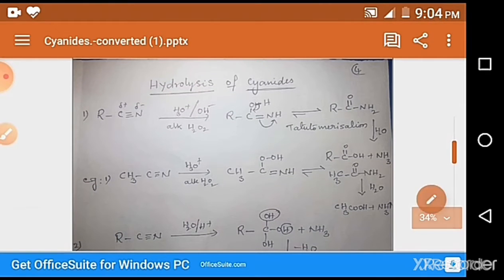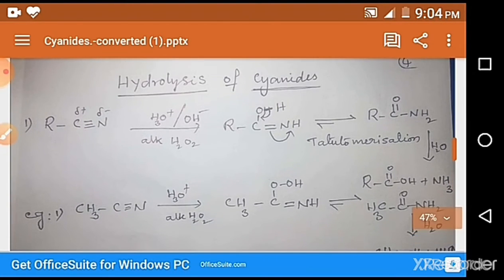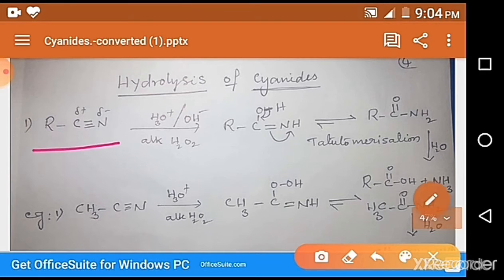Properties. We have four properties in our syllabus: hydrolysis of cyanides, reduction of cyanides, reaction with the Grignard reagent, and finally oxidation with mercuric oxide. So we have these four types of reactions. First, coming to hydrolysis. You see, cyanides on hydrolysis, either in acidic or basic media, give what?